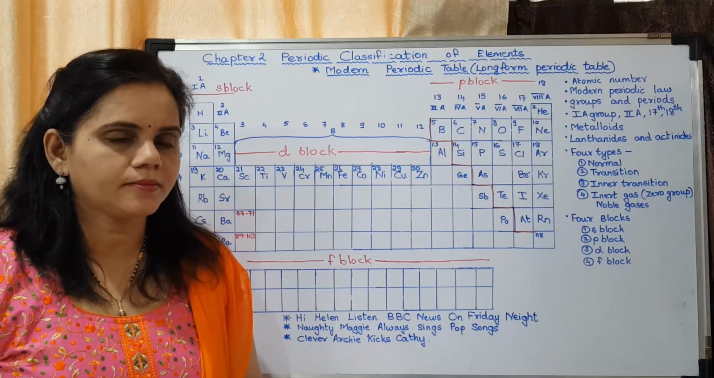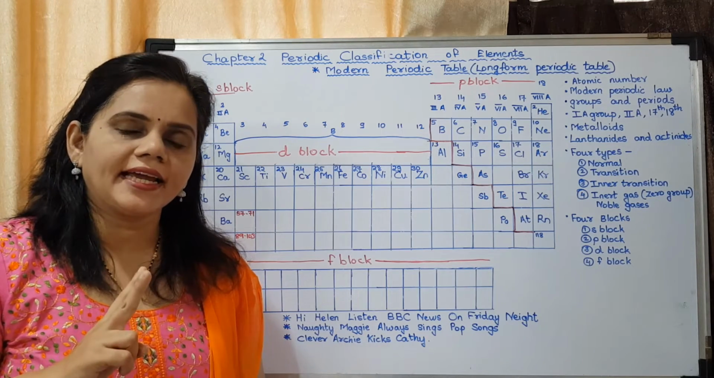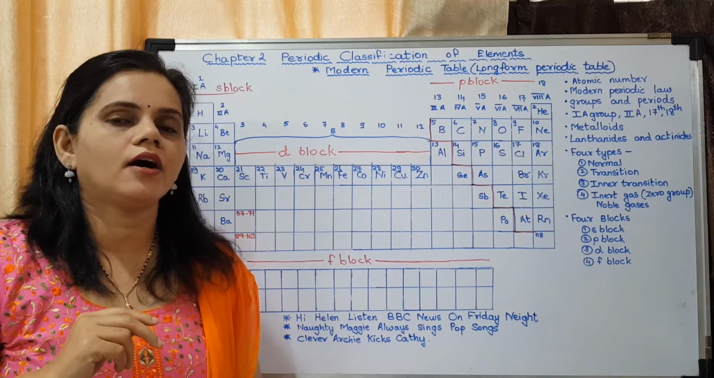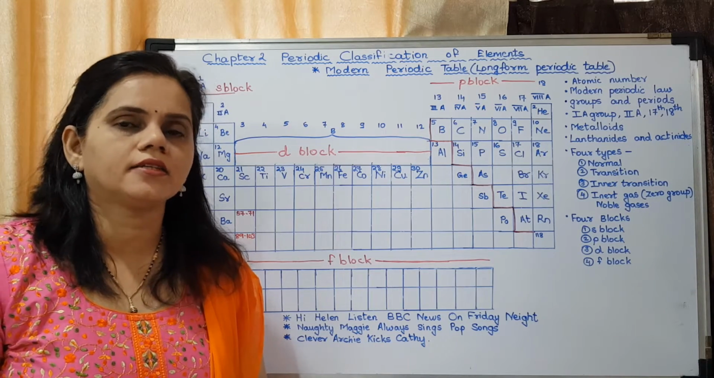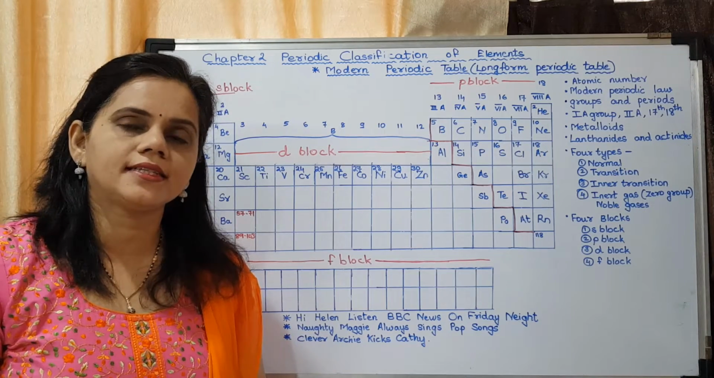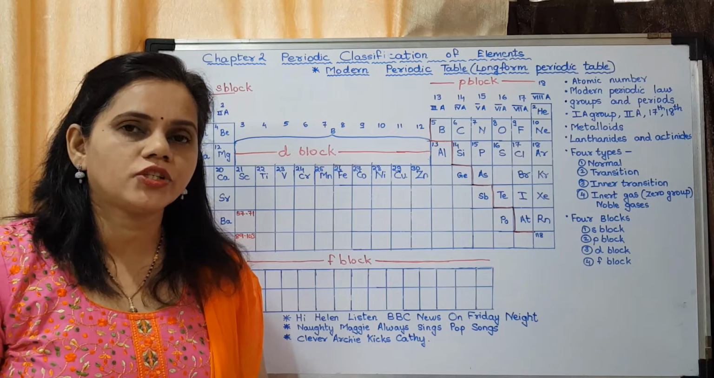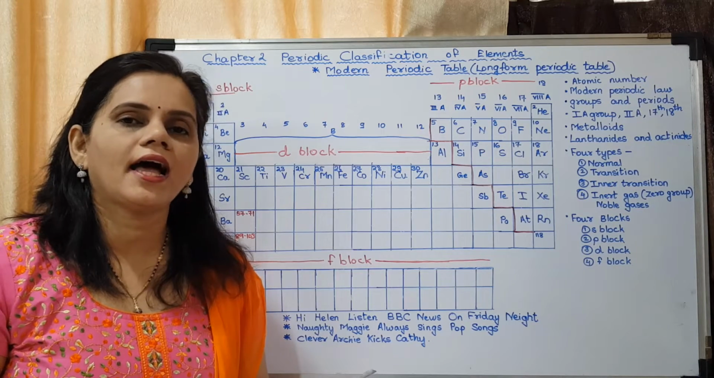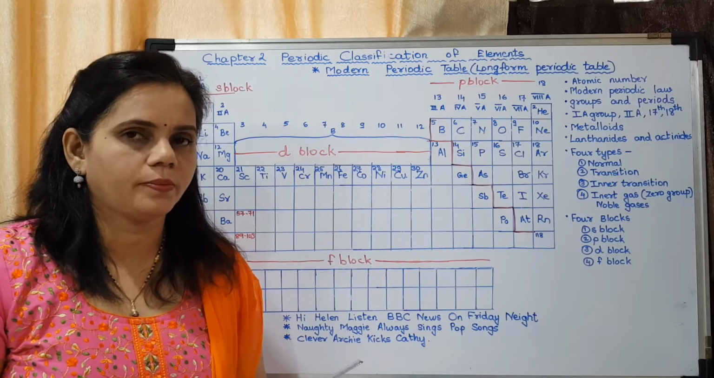I repeat. First A is alkali metals. Second A is alkaline earth metals. 17th or 7th A group is halogens, and the 18th group is called inert gases, also called noble gases, also called zero group. Hope you have understood about alkali metals, alkaline earth metals, halogens and inert gases or zero group elements.